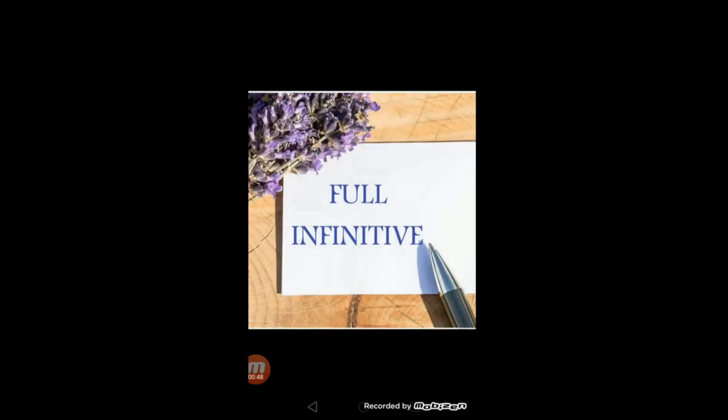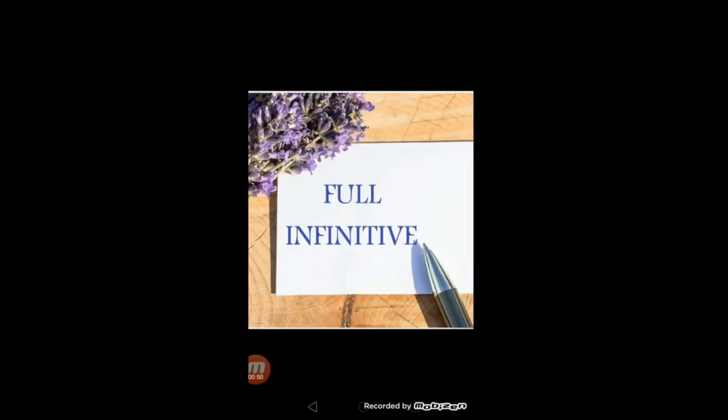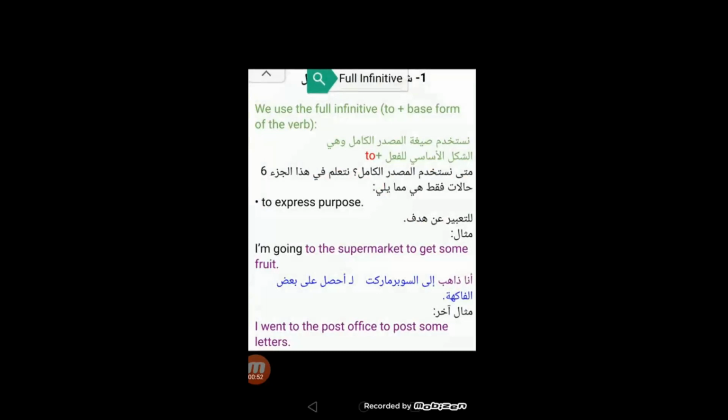Let's start with full infinitives. We use the full infinitive, to plus the base form of the verb, in 6 cases. Number 1, to express purpose. For example, I am going to the supermarket to get some fruit. Another example, I went to the post office to post some letters.